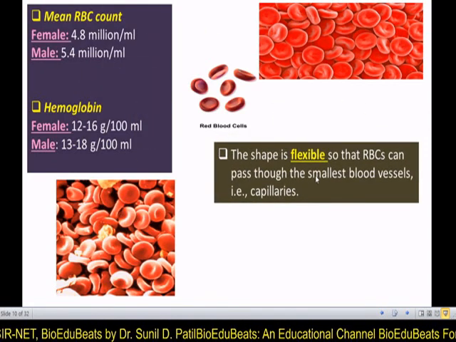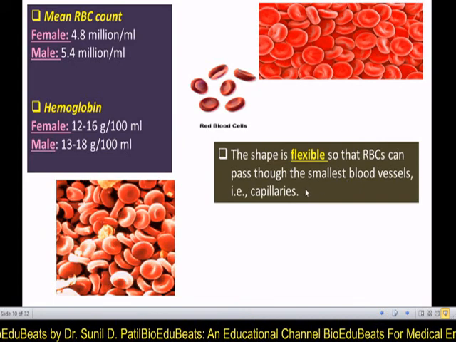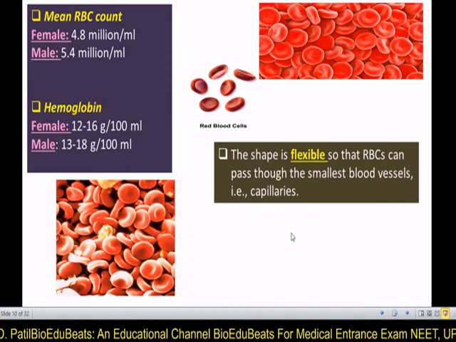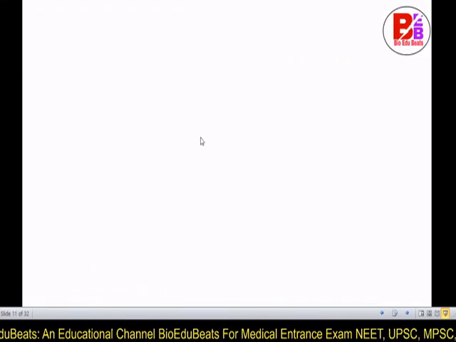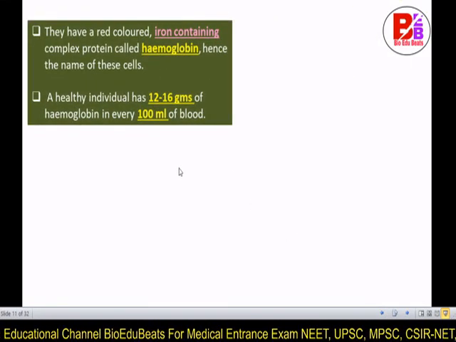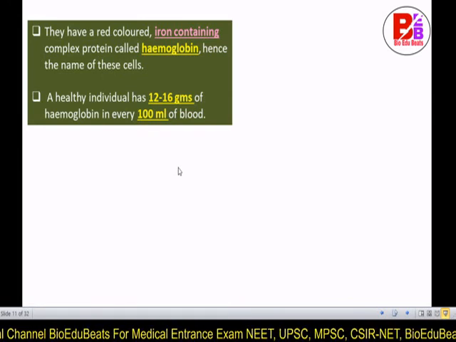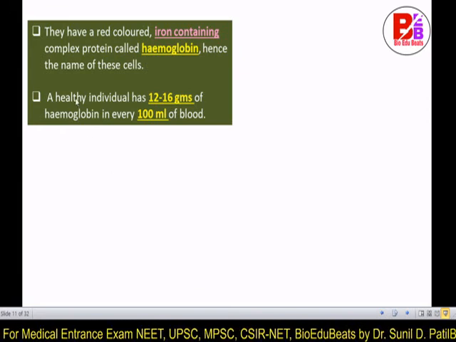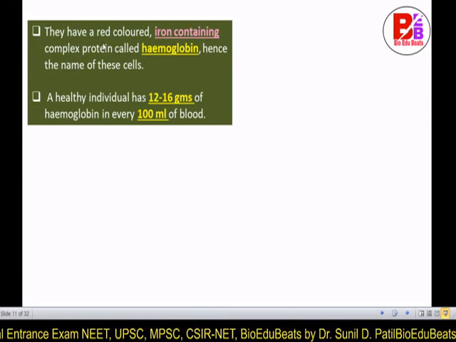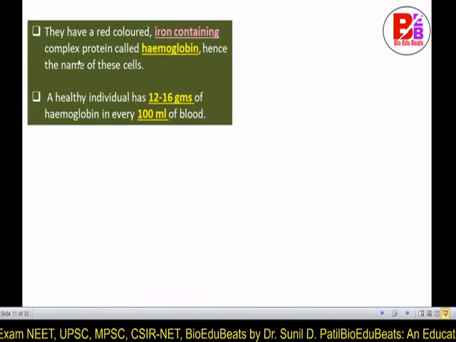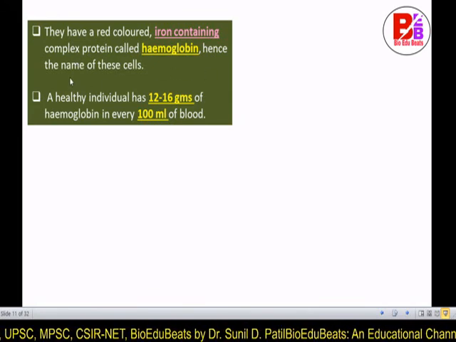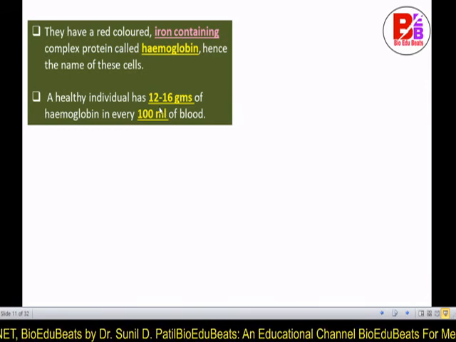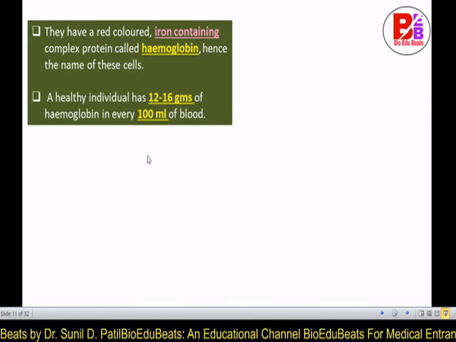The shape is flexible so that RBCs can pass through the smallest blood vessels, that is, the capillaries. Like amoeboid movement, the RBCs can pass through a small aperture or hole in the blood vessel, or go through very small diameter, thin or single cell capillaries. They have a red colored iron containing complex protein called hemoglobin, hence the name RBCs, red blood cells. A healthy individual has 12 to 16 gram of hemoglobin in every 100 ml of blood.